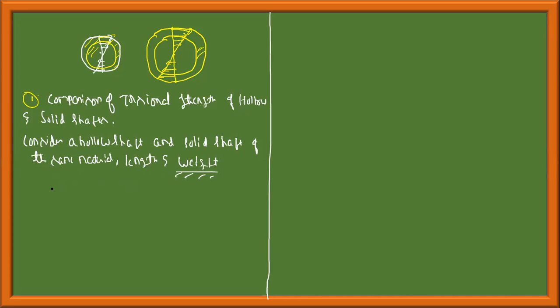So torsional strength, in the sense, is T by tau, right? We remember torsional strength in the sense T by tau. Same material, so this G remains the same, L remains the same, and weight is the parameter. Weight of hollow shaft is equal to weight of solid shaft.